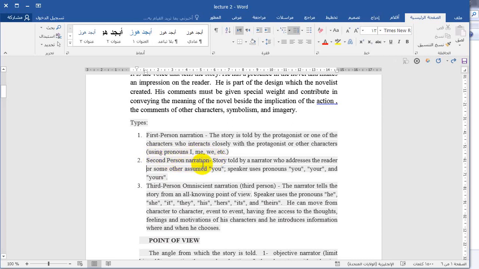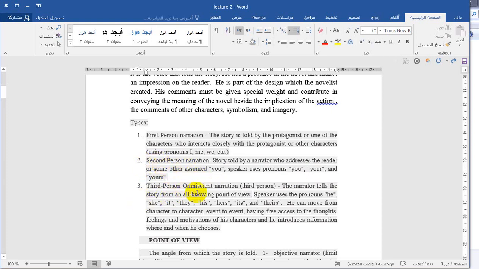Second person narrator is told by a narrator who addresses the reader directly. يعني as if there is somebody talking to you. He says you. The speaker uses the pronouns you, your, yours. And mostly in the second person narrator, the speaker is the writer himself. يعني we feel that the personality of the speaker is similar to the personality of the writer. That's why we use the second person narrator, because he is neither a character nor the reader. He is the writer himself sometimes.